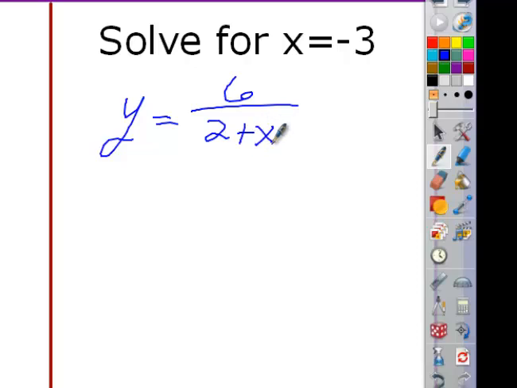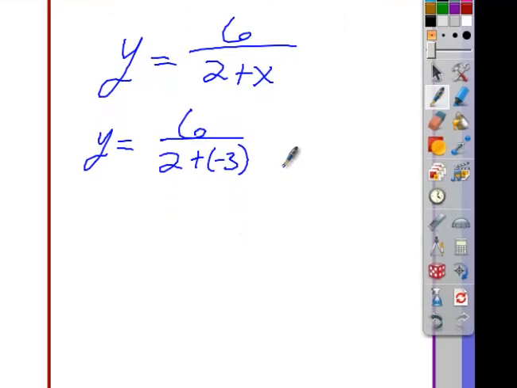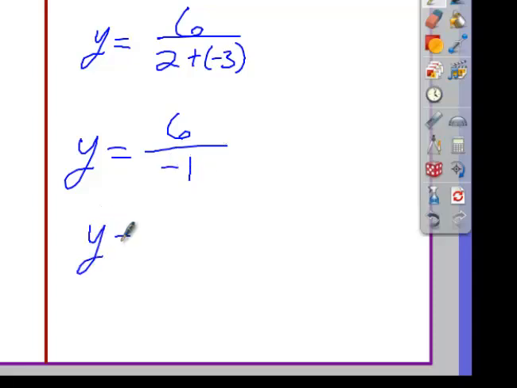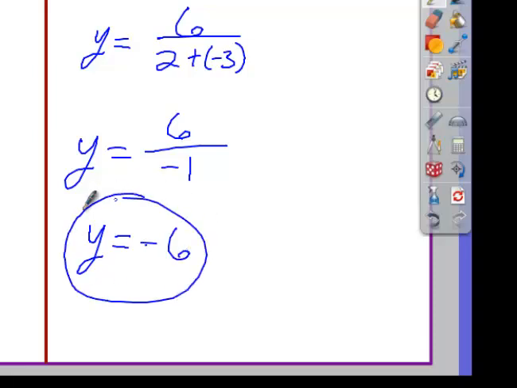Okay, what's our given value of x? -3, so we just plug that in. Remember, whenever you substitute, use parentheses, especially if you have a negative sign as the piece that you're substituting in. Okay, and what's 2 plus take away 3? Well, that's -1. 6 divided by -1 simplifies to just -6. So there's your answer.